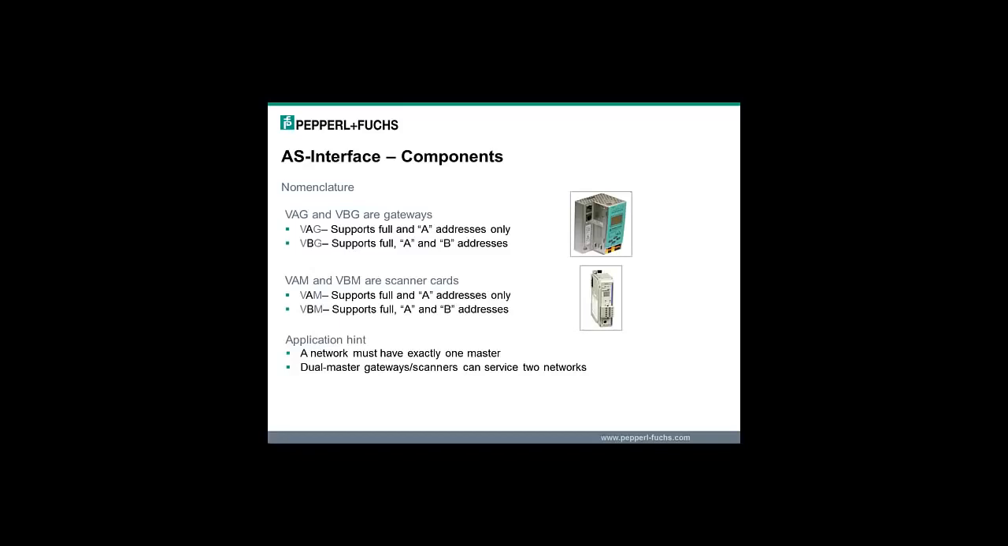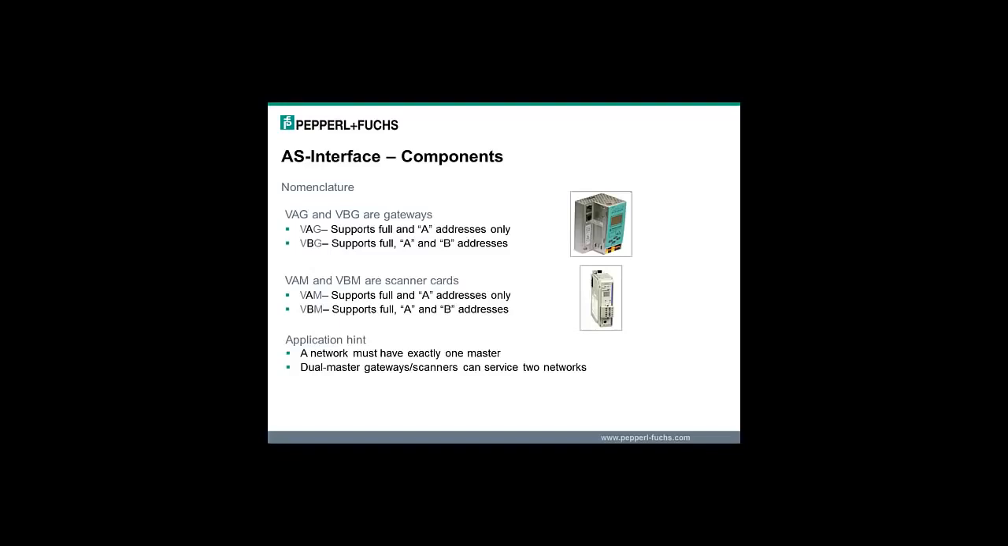The A indicates older gateways that support only 31 modules on the network. While such gateways are no longer offered, you should still be familiar with the nomenclature, as this simplifies suggesting a compatible replacement product. Modules connected to a VAG gateway must have either a full address or an A address. Modules assigned a B address are not allowed and cannot be used. Devices with B are more modern and support modules with full and half addresses. All gateways offered by Pepperl & Fuchs today follow the latest AS interface specification.